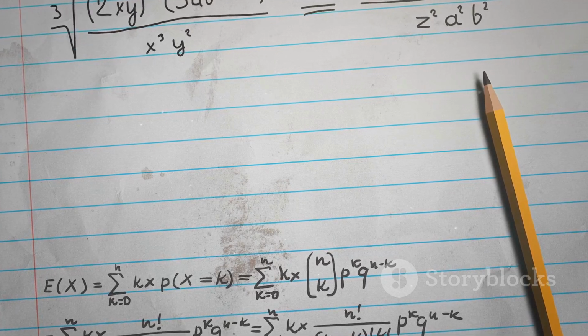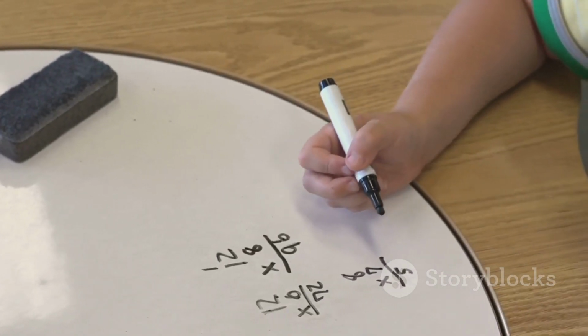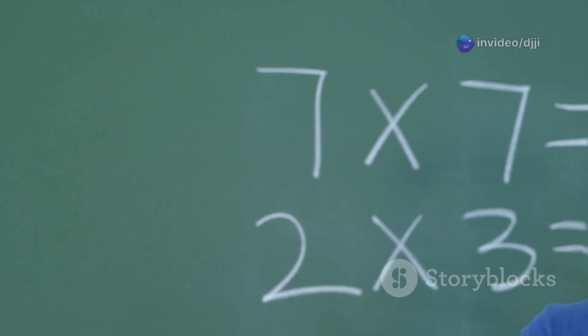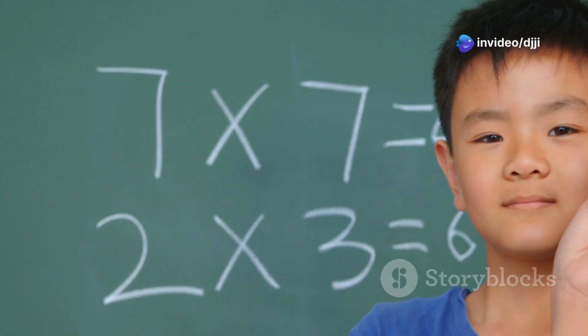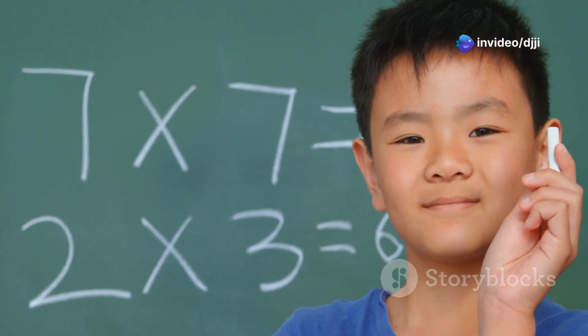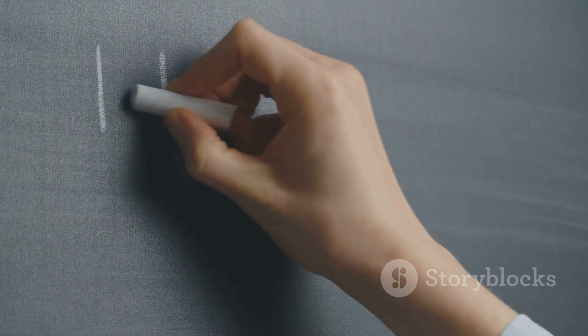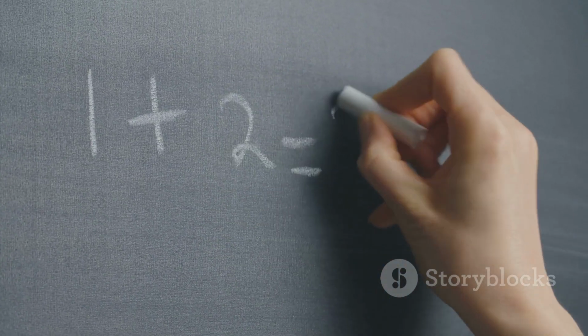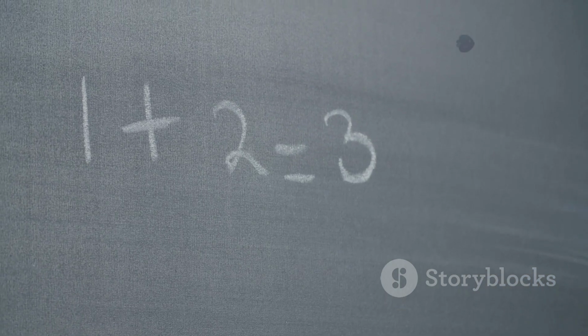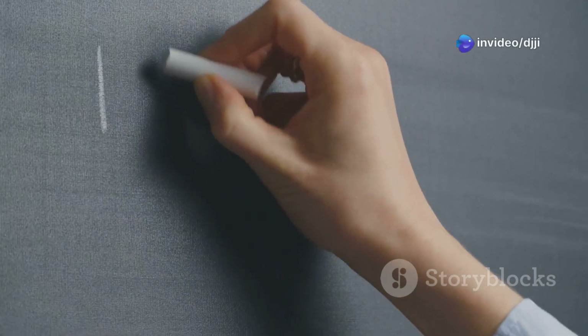First, distribute. Multiply the monomial by each term of the polynomial. This means performing the multiplication of the monomial with each individual term within the parentheses. Second, multiply coefficients. Multiply the numerical coefficients, the numbers in front of the variables, of the monomial and each term of the polynomial. Third, add exponents.